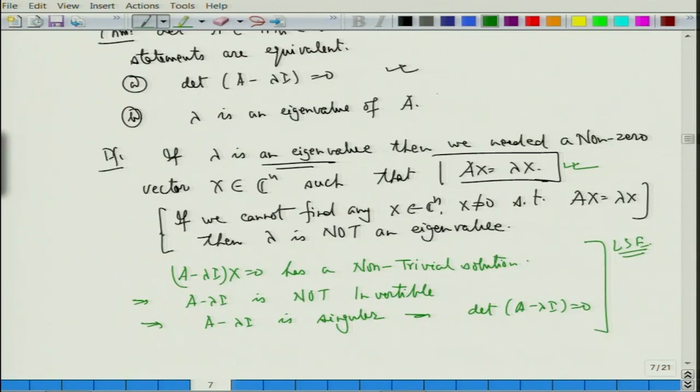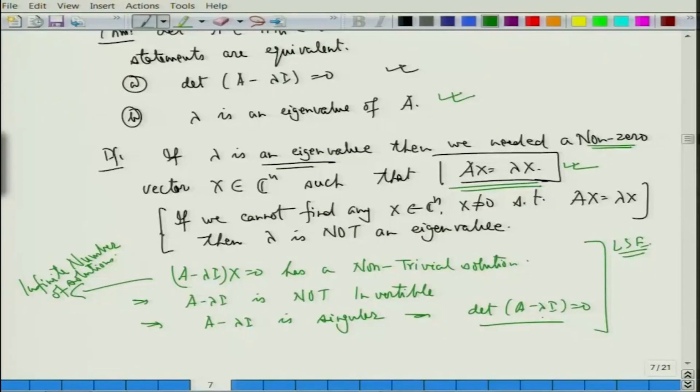So if lambda is an eigenvalue of A, it implies that Ax equal to lambda x has a solution for some choice of x which is non-zero. Since x is non-zero, it has an infinite number of solutions. All right. Once you have an infinite number of solutions, the matrix must be non-invertible, and therefore it is singular because they are all equivalent conditions, and therefore you get determinant of A minus lambda I is 0.